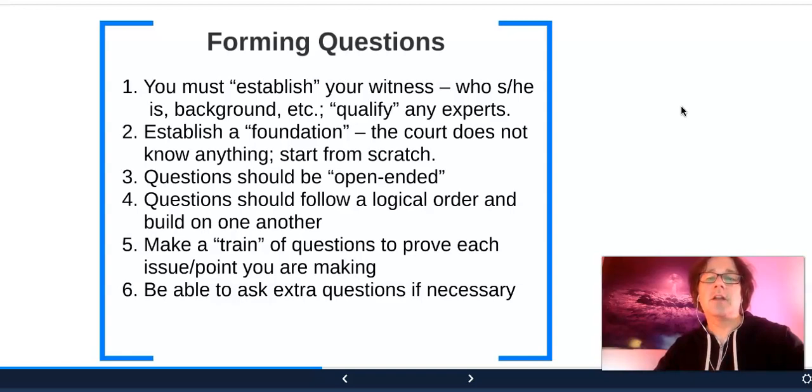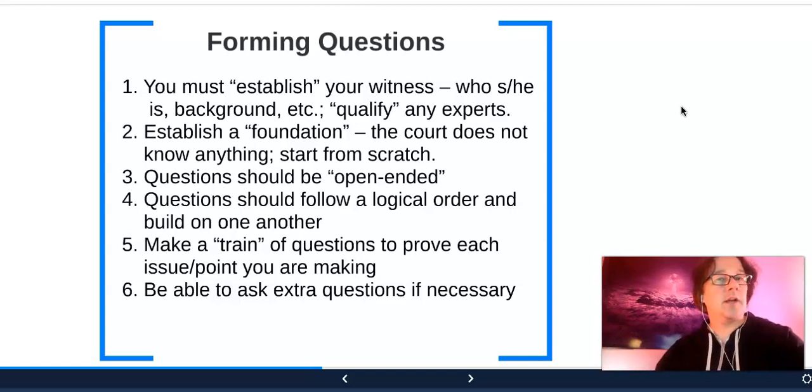Your questions should be open-ended, so try not to ask yes or no type of questions. The questions should also follow a logical order, and each question should build on the other. Remember, you're using your witnesses to tell a story. So in order to follow a story, the timeline should make sense.